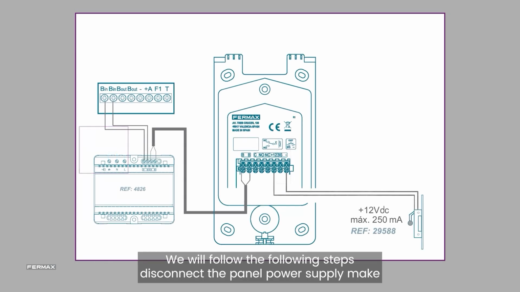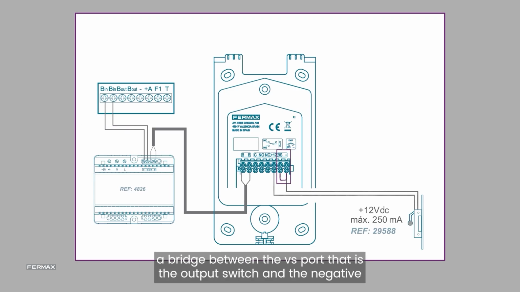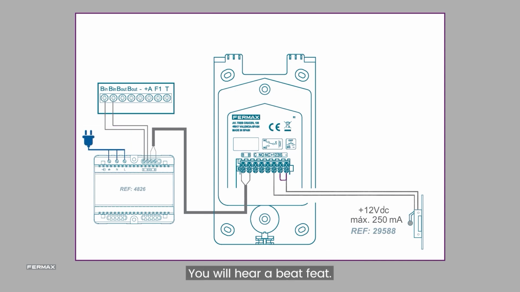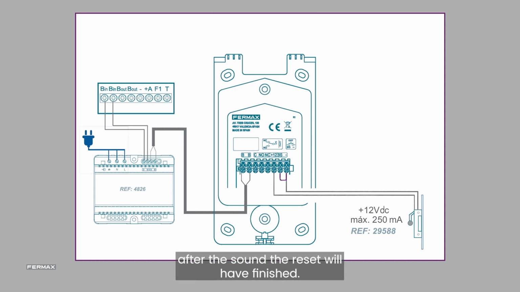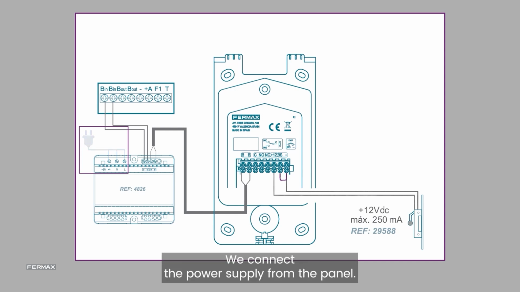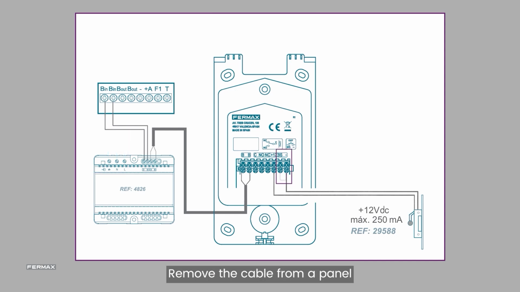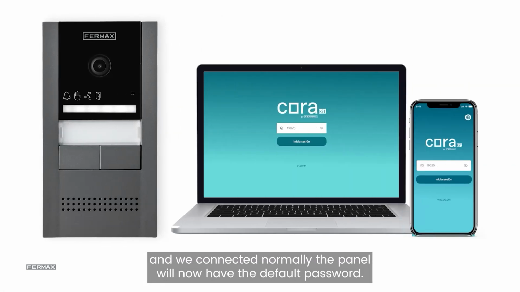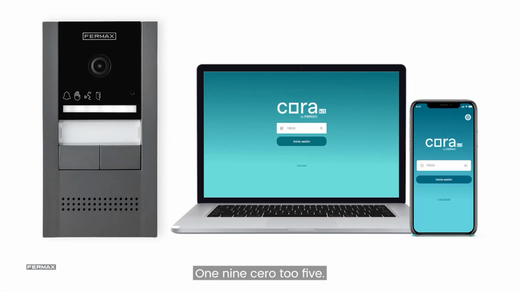Disconnect the panel power supply. Make a bridge between the BS port, that is, the output switch, and the negative port. Power the panel back on, keeping the bridge in place. In a few seconds, you will hear a beep beep. We will wait 10 additional seconds after this sound. The reset will have finished. We disconnect the power supply from the panel, remove the cable from the panel, and reconnect it normally. The panel will now have the default password 19025.